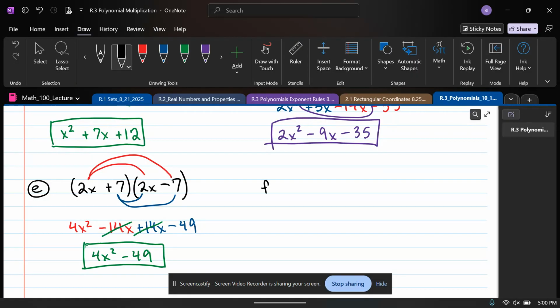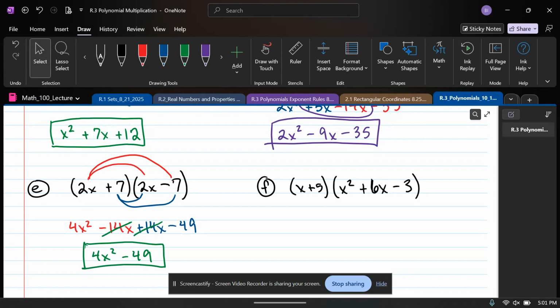Okay. All right, let's go a little bit bigger. Let's go x plus 5 times x squared plus 6x minus 3. So a little bit bigger problem. My 5 look a little bit better.